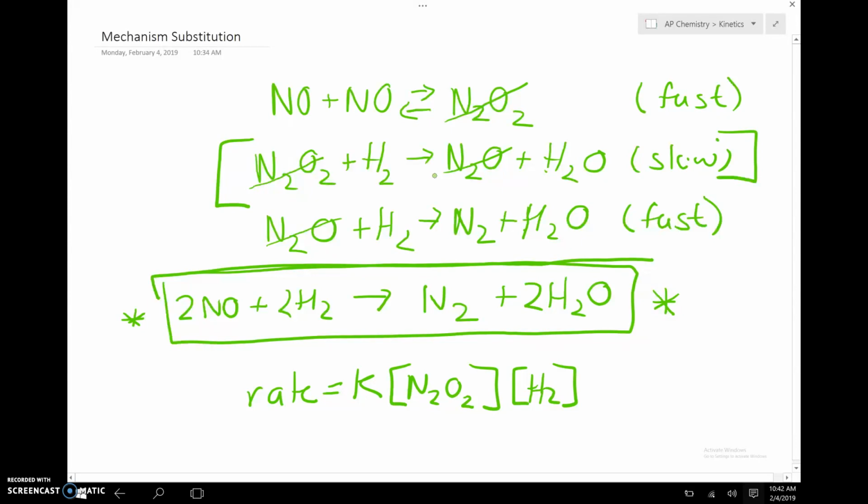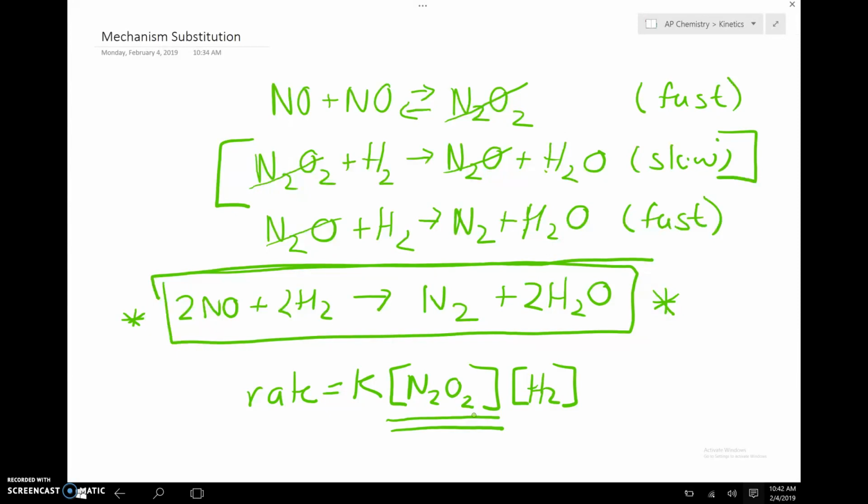The second thing that's going on here is that this rate law that we wrote includes an intermediate, and our rate law should not include an intermediate. If it does, then it is not the correct rate law. Now, we can't just rule out this whole mechanism because it includes an intermediate. Before we do that, we have to check if we have an equilibrium step in this mechanism.